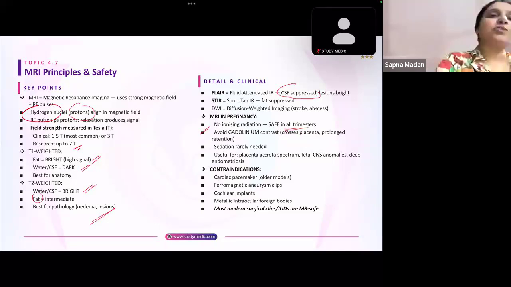Okay, sedation is rarely needed for MRI. It is very useful for placenta accreta spectrum, fetal CNS anomalies, and deep endometriosis.